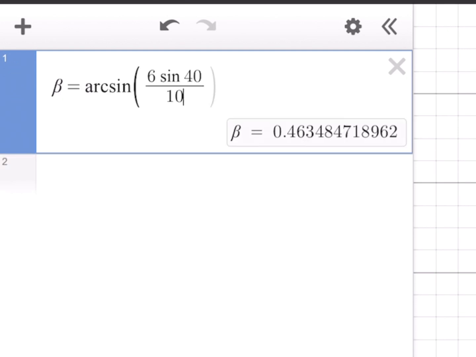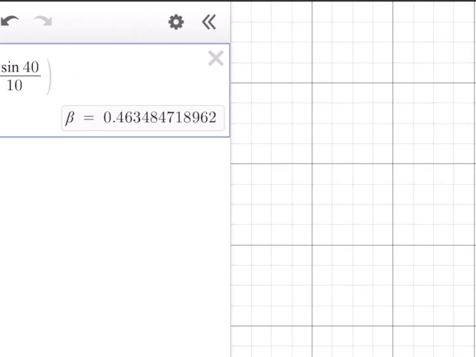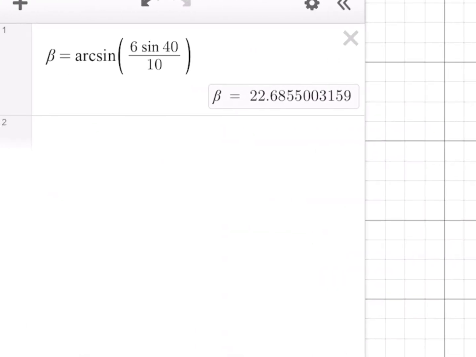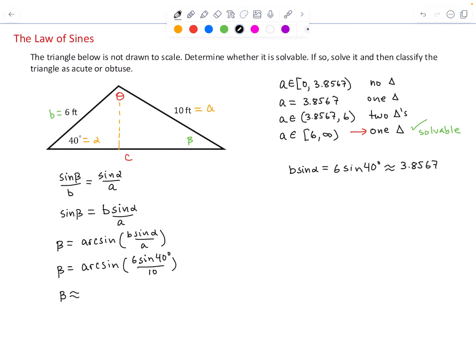In Desmos, you can just type in the word beta, and it makes the beta symbol. And we said beta was equal to the arc sine of 6 sine 40 degrees over 10. Click the wrench and make sure you are in degree mode, and this gives us our beta value. And we get beta is approximately 22.69 degrees. So now I know alpha and beta, so I can find theta by doing 180 degrees minus alpha minus beta.